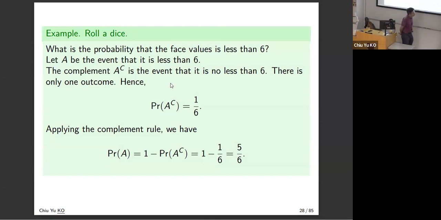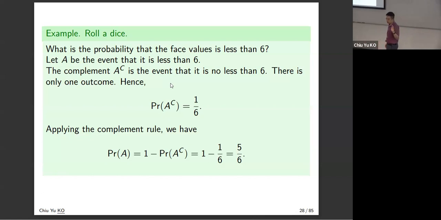This example is very simple, but illustrates the point. I want the probability that a die roll is less than 6. You have to figure out the event, called A, that the roll is less than 6. Then you count the outcomes less than 6: 1, 2, 3, 4, 5. It's a fair die, so that's 5 out of 6. This is how you can directly calculate. But sometimes you have to count, and then it's a lot.